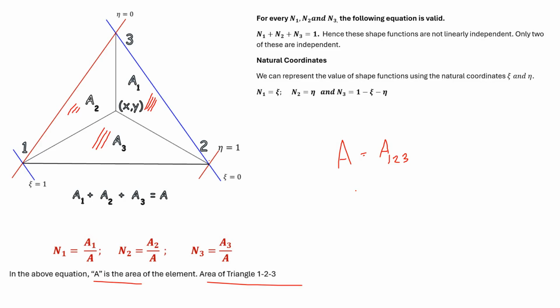Now you can see how we are going to relate the shape functions with the natural coordinates. We represent the shape functions using natural coordinates by this relation. Let n1 equal psi, n2 equal eta, and n3 equal 1 minus psi minus eta. So this is what we call the relationship between the shape functions and the natural coordinates. If you add all these three, n1, n2 and n3, finally you will have the relation n1 plus n2 plus n3 equal to 1.